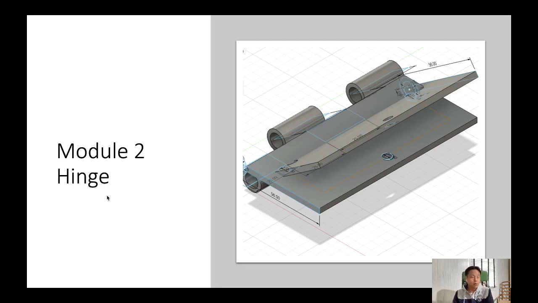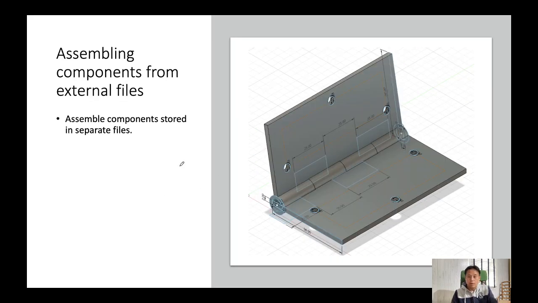Okay, let's start module 2. So module 2 is designing a hinge. You can see many hinges on your door or whatever. So this is a hinge. So I'm going to design this hinge.